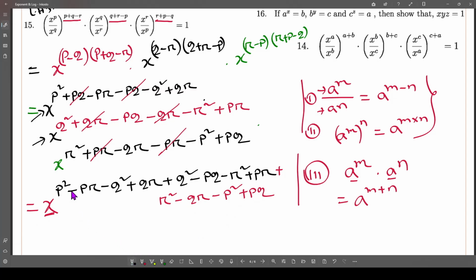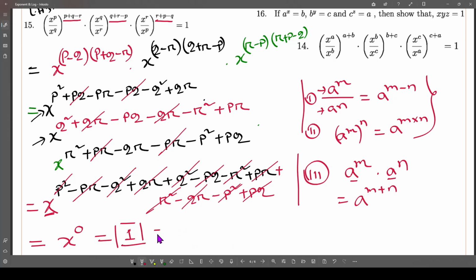Now this is p square and here is minus p square, so we can cancel this one. Then minus pr, and here is plus pr, out. Minus q square plus q square, out. Plus qr and minus qr, out. This is minus pq and here is plus pq, out. And this is minus r square and here is plus r square, out. So we can say x to the power 0 because everything is 0. So finally we can write this is 1.